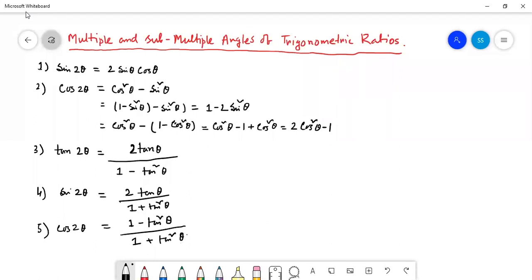Right. So these are our multiple angles, meaning here the theta is multiplied by 2. So we can say that it is a multiple of theta, so it is known as the multiple angle of trigonometric ratio. Now we have to prove this. Sine 2 theta is equal to 2 sine theta cos theta. How to prove this? So we are going to the next slide to prove this.